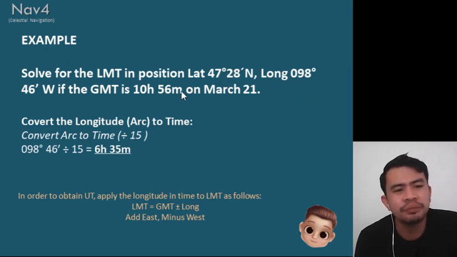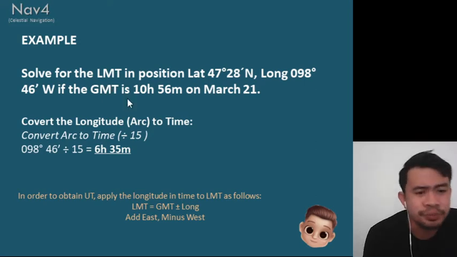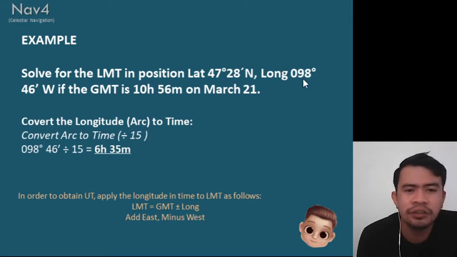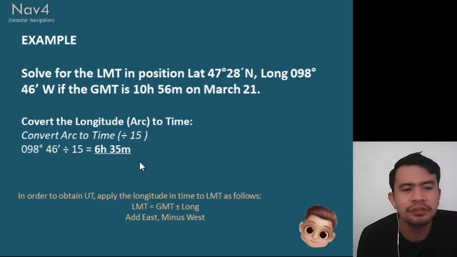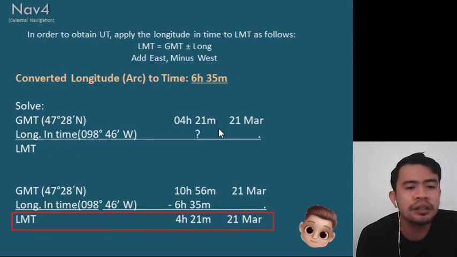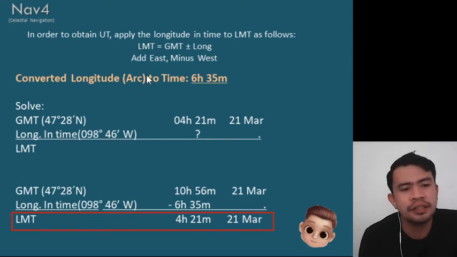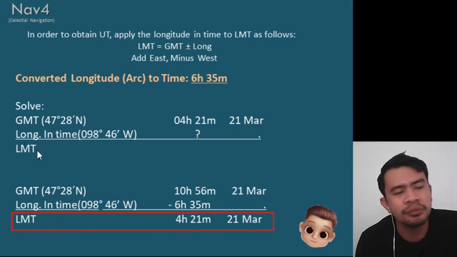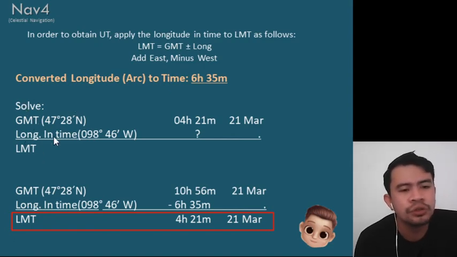May given time position. And meron tayong given din dito na GMT. So in this case, ang una natin gagawin, dahil given naman si GMT and longitude natin, ang longitude muna i-convert natin into arc to time. So here, arc to time natin is 098 degrees 46 divided by 15, 6 hours 35 minutes. Meron tayo dito na ating convert, using our calculator, and then we will apply that one. Since meron na tayong value for our longitude, we will be looking for the LMT.